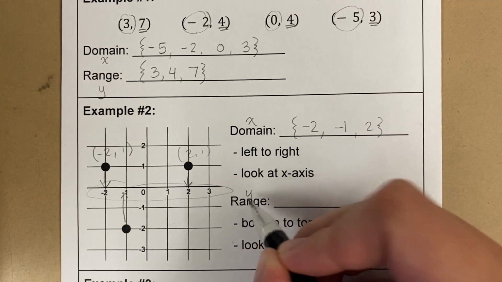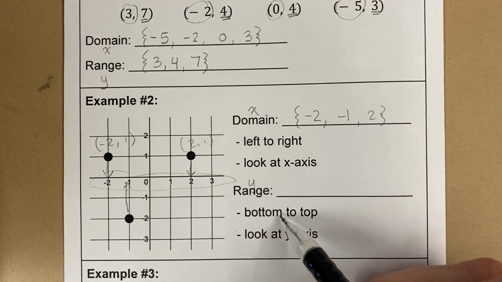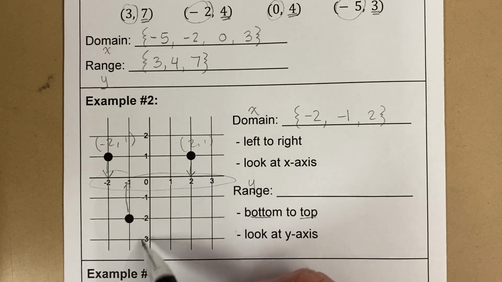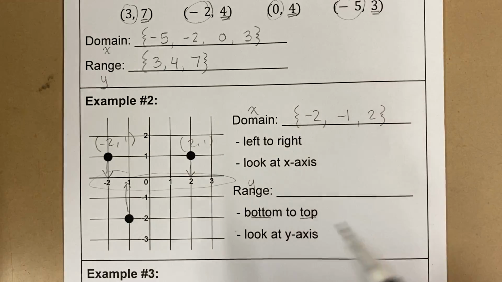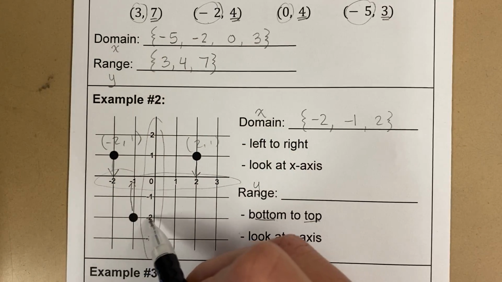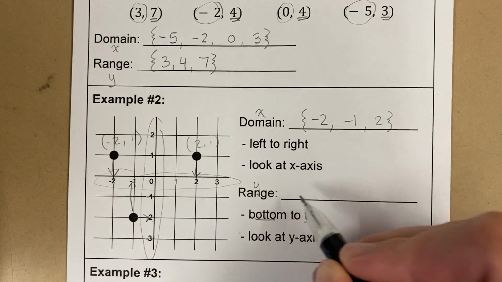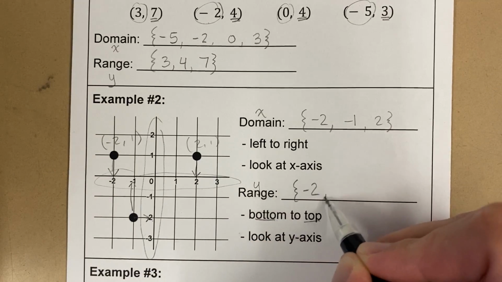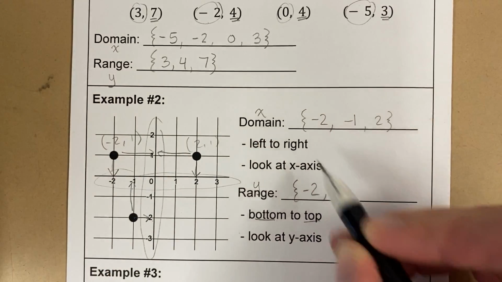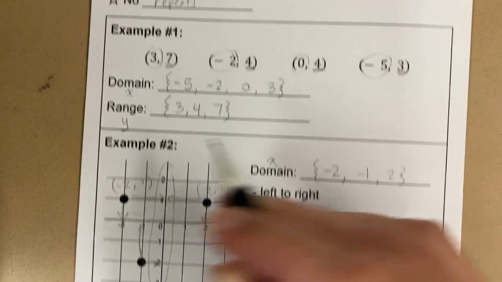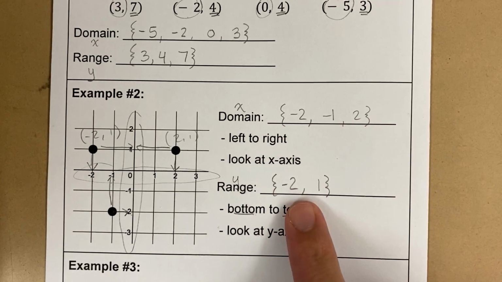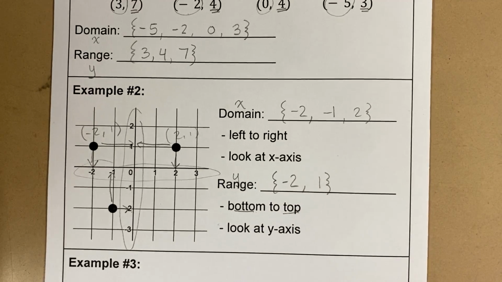For the range, those are the y values. So this time, if I want to go from least to greatest, I'm going to go from the bottom to the top, right? Here are the least y values and the greatest y values up here. And this time, I'm looking for y values, so I'm looking at the y-axis. So the y value of this point is right here, -2. Start with my bracket. The y value of this point is 1, and this one also. I just list it once because, remember, my second rule is no repeats. So here, my domain has 3 values, and my range has 2 because of the repeat.